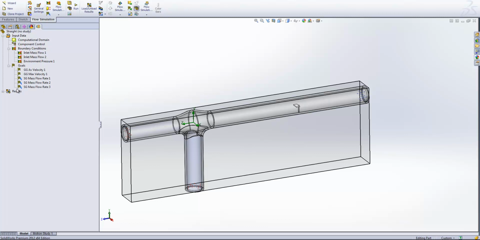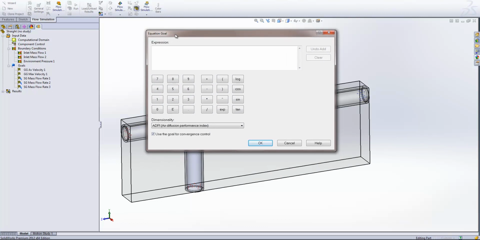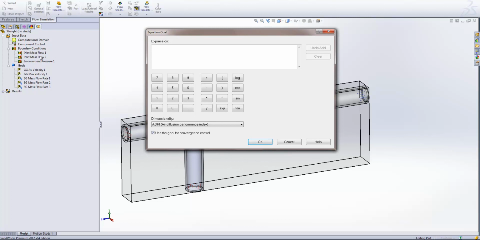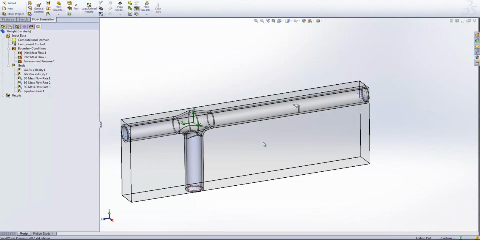One final thing I'm going to do is generate another goal called an equation goal, and I'm going to use this goal to sort of verify mass continuity. So I'm going to grab that outlet mass flow rate, and from that I'm going to subtract the summation of the other two mass flow rates. Essentially we're ensuring that the mass flow rate in equals the mass flow rate out. So ideally we want that equation goal to be converging to a value of 0. And that's about it. That's our study set up.